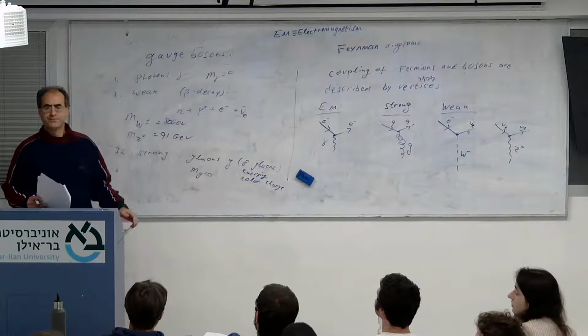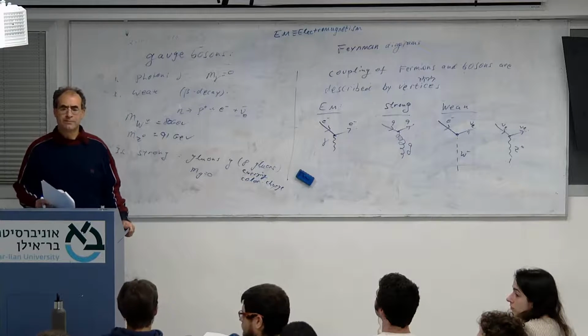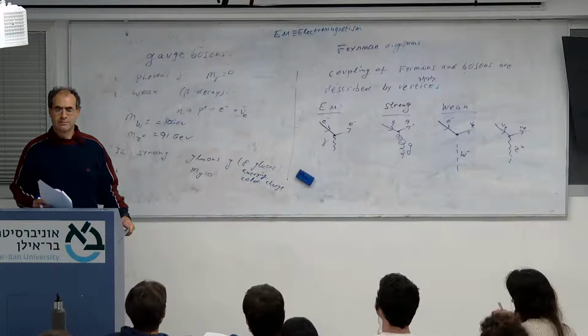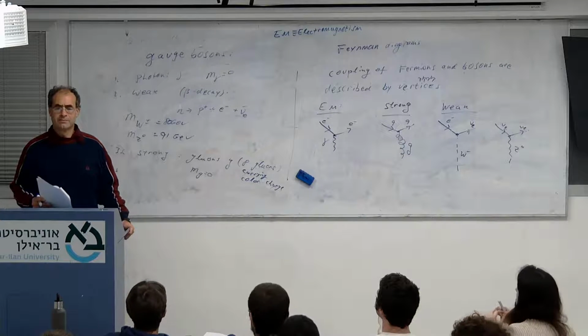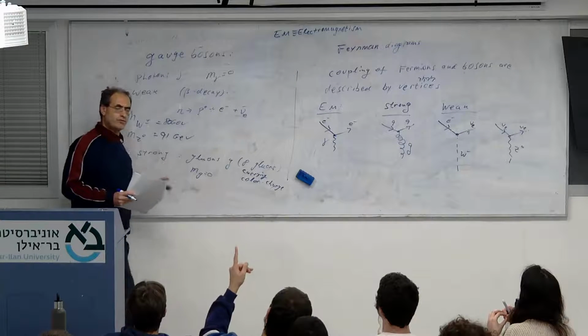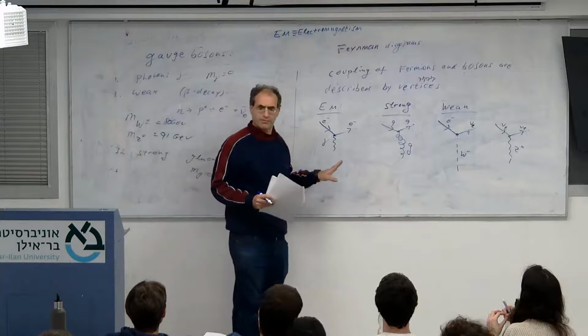I know the photon has a spin of 1. How can you see that? Again, this is a virtual photon. We cannot see the photon by itself.